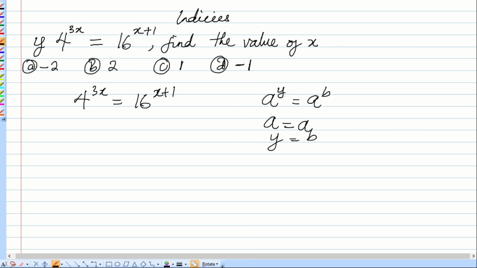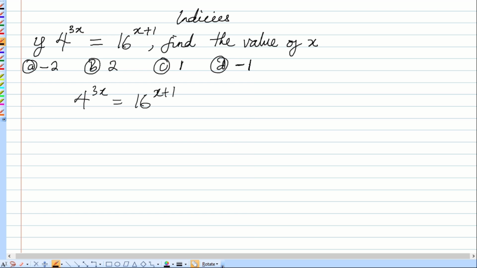If the bases are the same, that means the powers are also going to be the same, because that's the only reason why we're going to call this an equation, meaning that the left hand side is equal to the right hand side. So that's the same thing we are going to do. But now you see we can't do that because 4 and 16 are not the same. So we can put 4 and 16 in the same base.